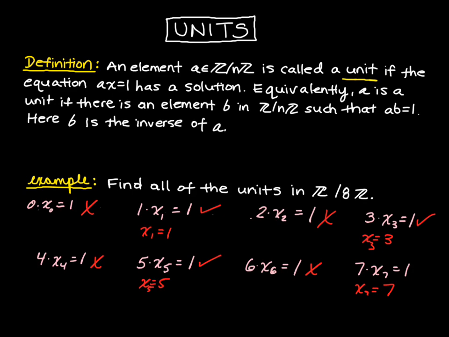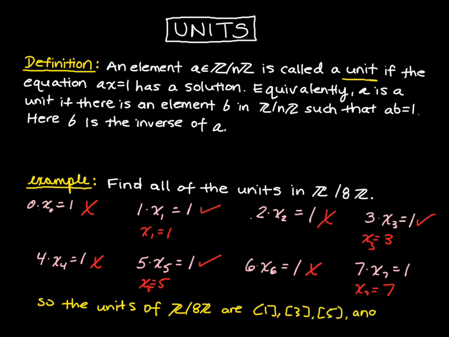So this tells us that the units of Z mod 8Z are 1, 3, 5, and 7. And we were able to find that by using the definition. It's a bit tedious, but we were able to use it to determine all of the units in this set.